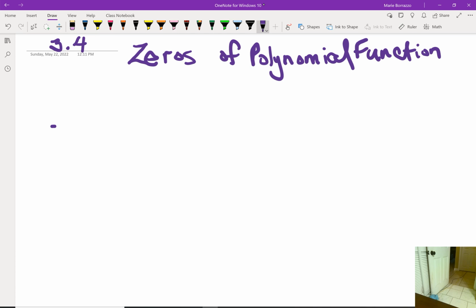So what is the zero of a polynomial function? In essence, it's any value for which the result will equal zero, as a solution to the equation. So for example, in example 1, they're asking you to use what's called the rational zero theorem.